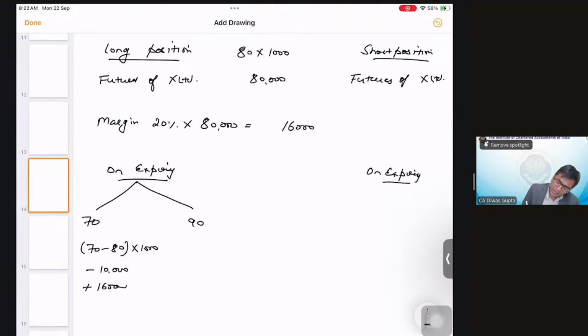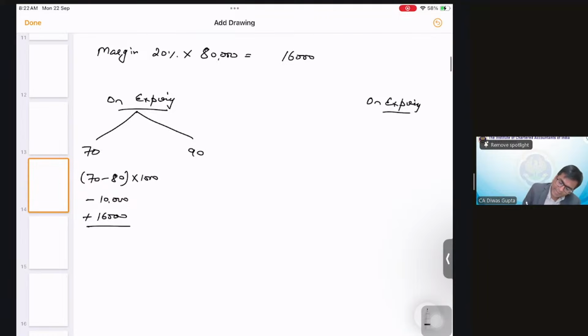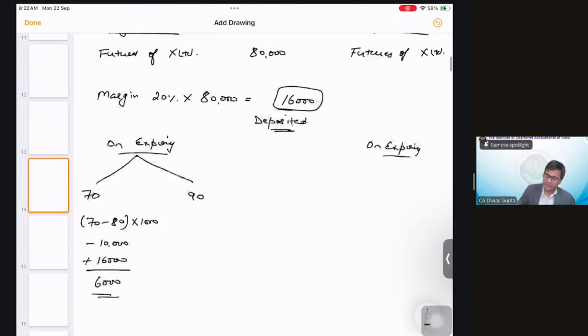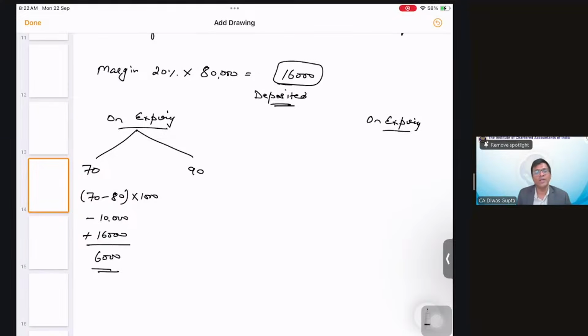I will get the margin back. So ultimately, I am getting 6,000 rupees back. In the initial phase itself, I would have deposited 16,000 rupees to the stock exchange, right? Now, while returning on expiry, the stock exchange will only return me 6,000 rupees. They will deduct 10,000 rupees.